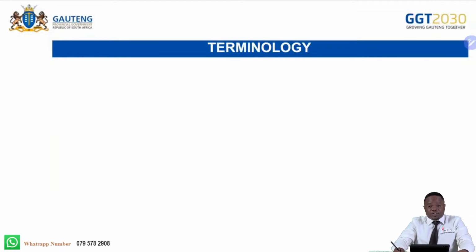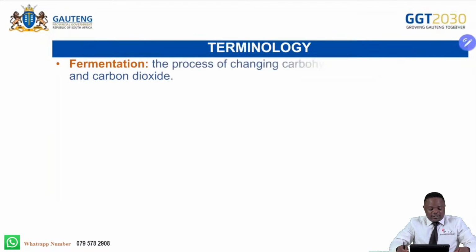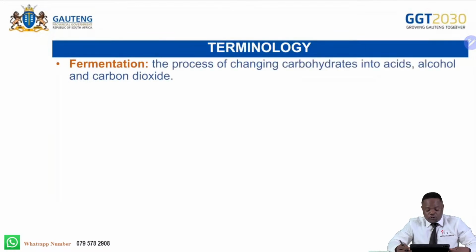Right, let us begin our lesson for today. Let us start by defining a few terms that we're going to meet as we progress with our lesson. First term, fermentation. We're saying fermentation is a process changing carbohydrates into acids, alcohol, and carbon dioxide. Can you take down that definition? Process of changing carbohydrates into acids, alcohol, and carbon dioxide.